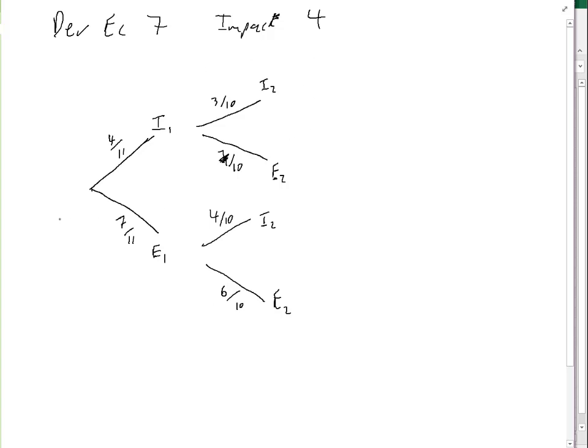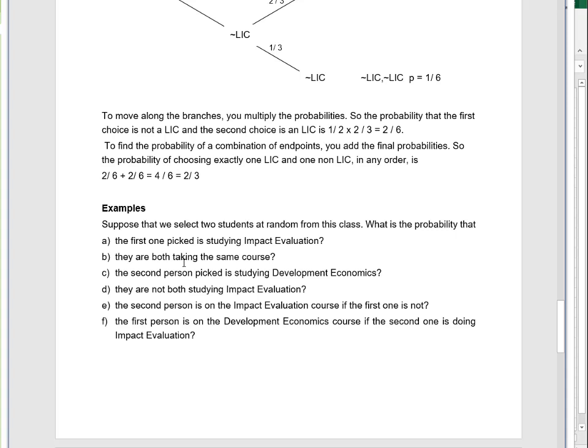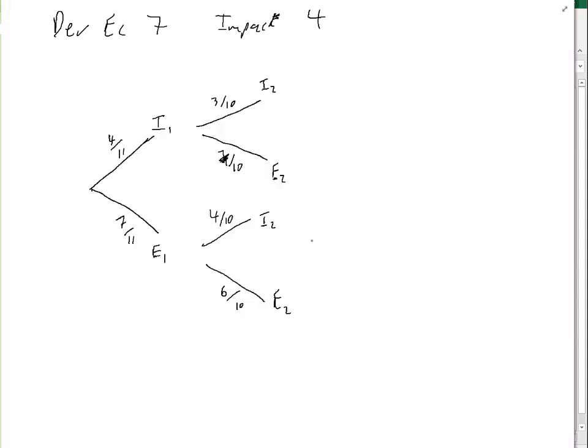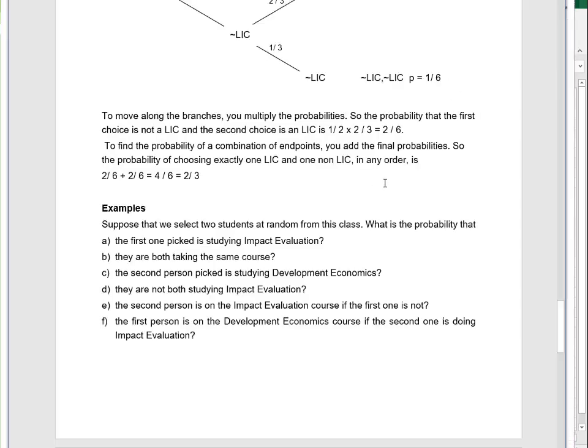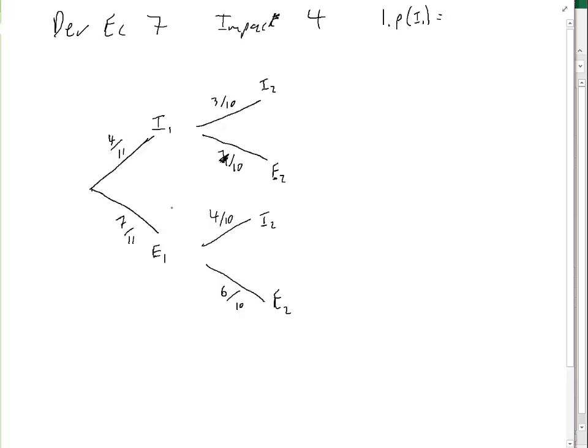And now we can actually remember what we're supposed to be doing in this question, which is finding the probability the first one picked is studying impact evaluation. Okay, well that's pretty easy. So question 1 is just this. Just 4 out of 11. Okay, that's an easy enough one. 2.